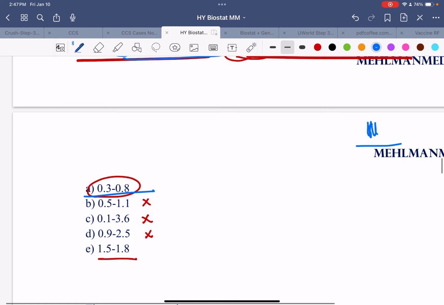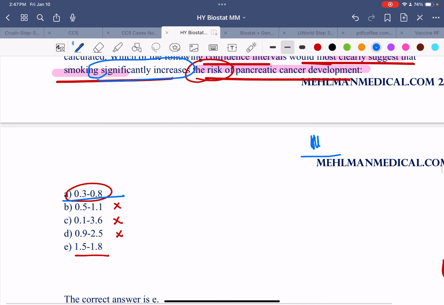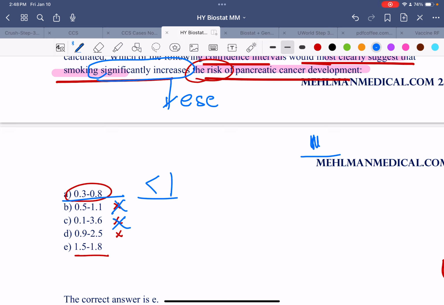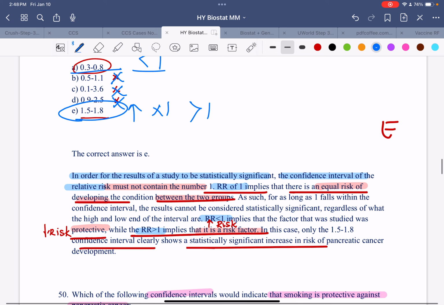0.3 to 1.8. Okay, that is statistically significant, but this is less than 1. So whenever the value of the confidence interval is actually less than 1, it means this statistically significantly decreases the risk, right? So no, that's no. 0.5 to 1.51 has the value of 1, excluded. 0.1 to 3.6 excluded, 0.9 to 2.5 excluded. The only value that increases the risk and does not have the value of 1 and is actually greater than 1 is 1.5 to 1.8.